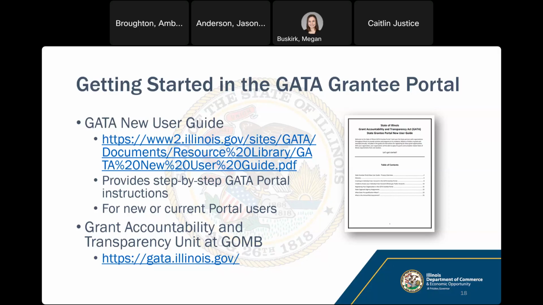I also recommend checking out gata.illinois.gov, which is GATU's website, the Grant Accountability and Transparency Unit. So they are the experts on all things grants and all things GATA. They have a large amount of information, manuals, and references on several grant subjects.